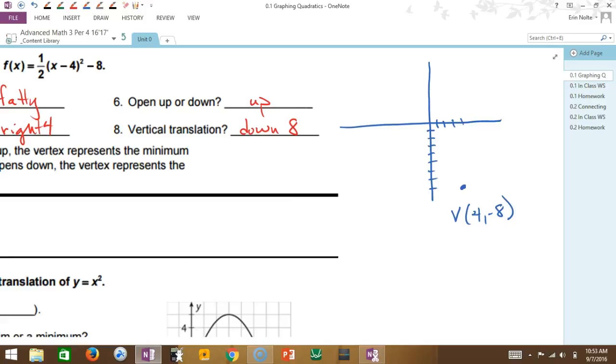Okay, did I give you enough time? Take that as a yes. Okay. All right, so I only got this far. I labeled my vertex. Help me out. Give me another point. Who's got a point for me?